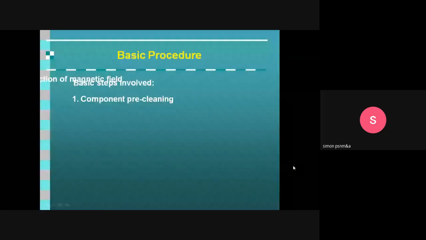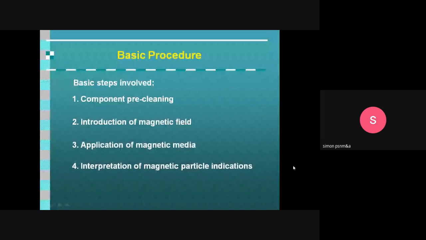So what is the basic procedure? The basic steps involved are component pre-cleaning, introduction of the magnetic field, application of the magnetic media, and then interpretation of the magnetic particle indications. These are all the basic steps involved in the magnetic particle inspection method.